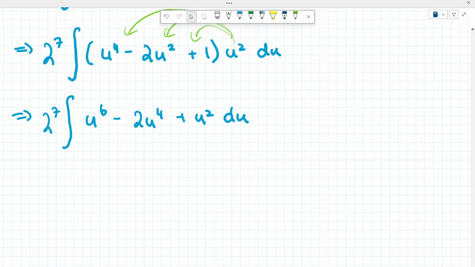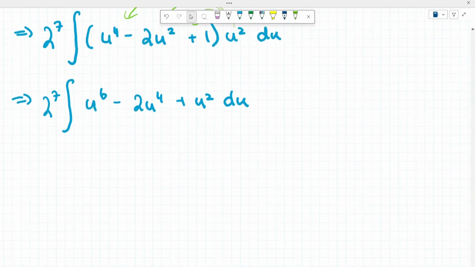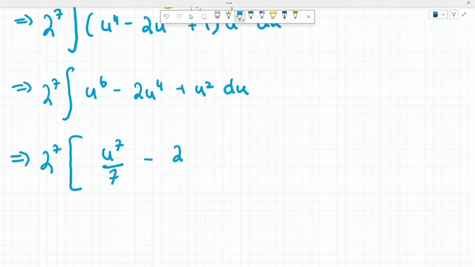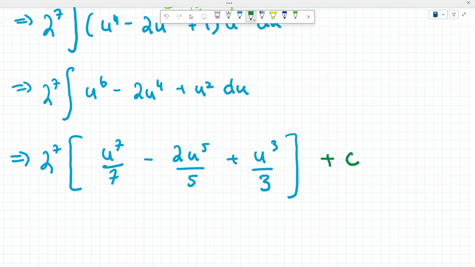We can just use the reverse of the power rule to integrate this expression. So we now have 2 to the 7, which we'll keep on the outside, and integrate each one of these. So we've got u to the 7 over 7 minus 2u to the 5 over 5, and then plus u to the 3 over 3. And remember, we always need to add our integration constant because we do not have integration bounds here. This is an indefinite integral.